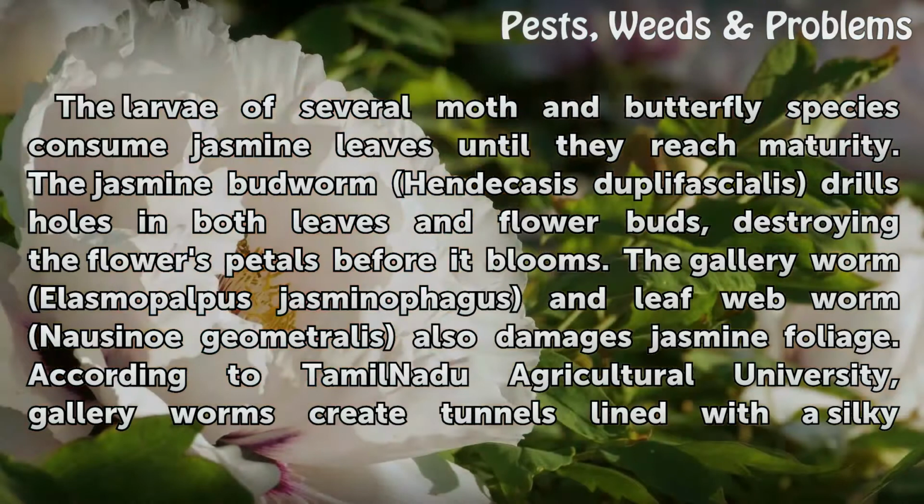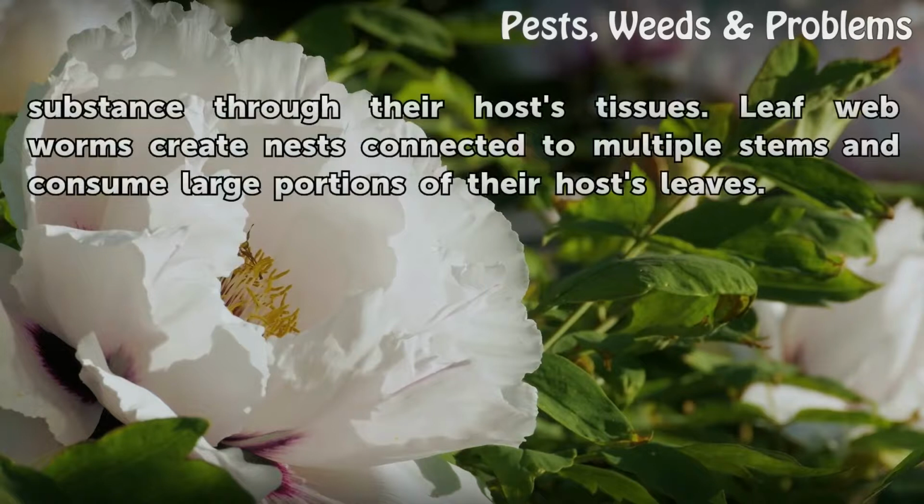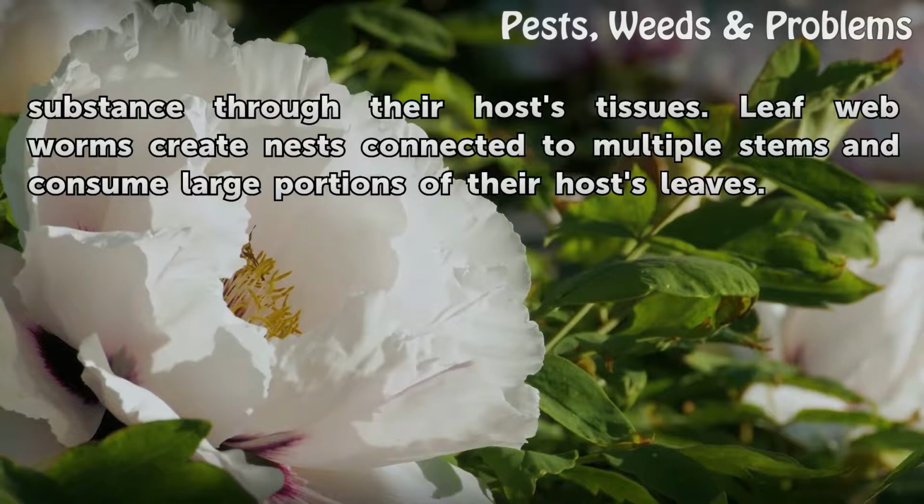The gallery worm, Elasmopalpus jasminophagus, and leaf webworm, Nauseonotioma trailis, also damage jasmine foliage. According to Tamil Nadu Agricultural University, gallery worms create tunnels lined with a silky substance through their host's tissues. Leaf webworms create nests connected to multiple stems and consume large portions of their host's leaves.